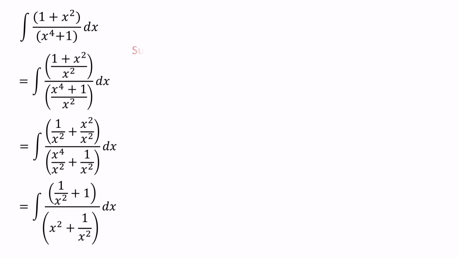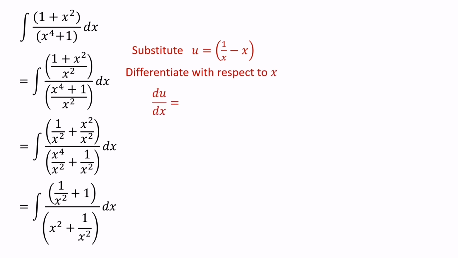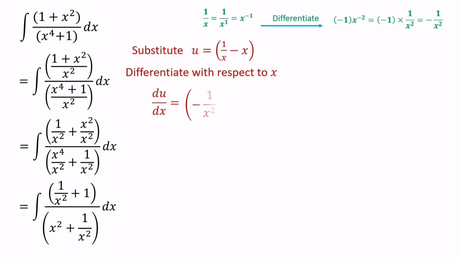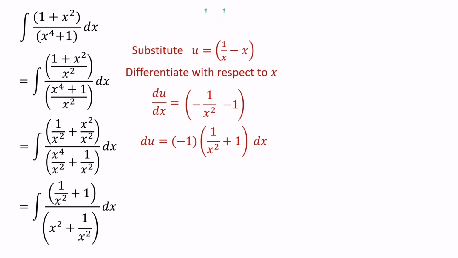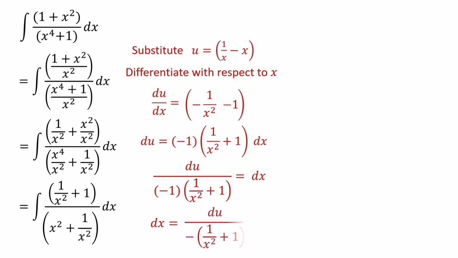We can substitute u as 1 over x minus x. Then, differentiating with respect to x, du over dx, the differentiation of 1 over x we can write as minus 1 over x squared, and the differentiation of x we can write as 1. Then we can cross multiply the denominator value dx, and we can get minus 1 as a common factor in minus 1 over x squared and minus 1. Then we can subject dx as du over minus within bracket 1 over x squared plus 1.